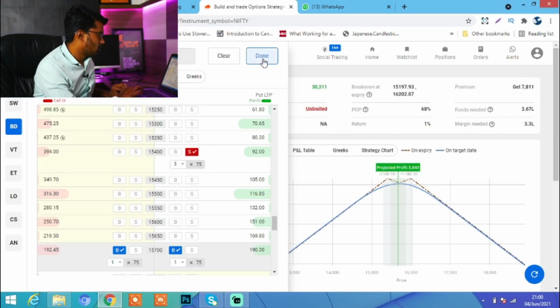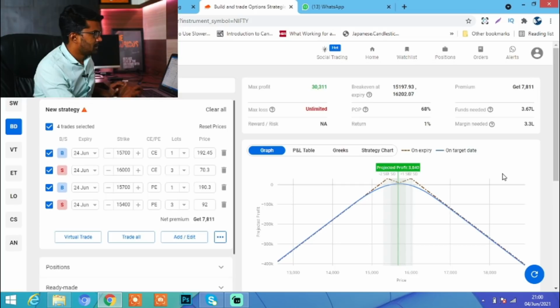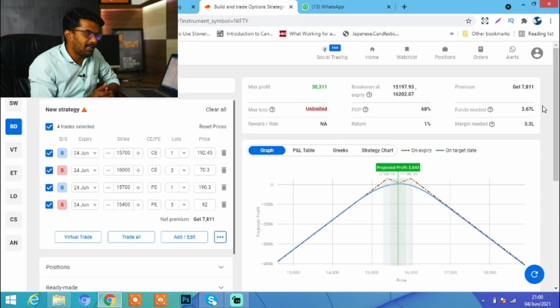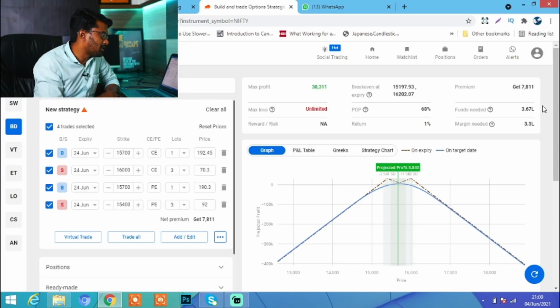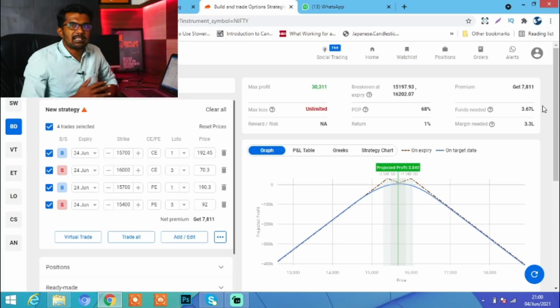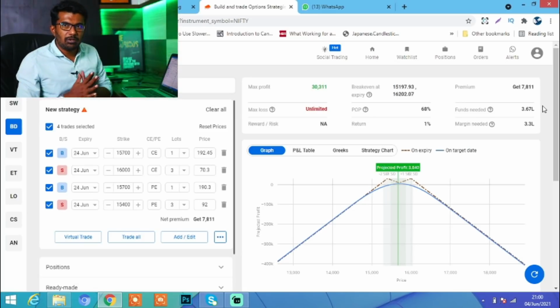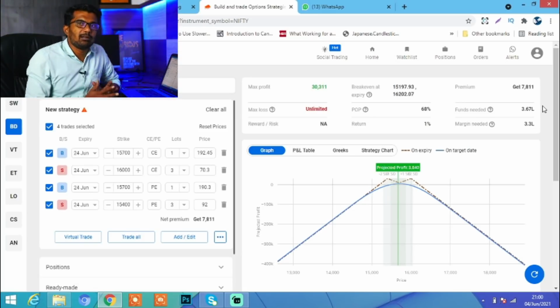Once this is done, you are going to take a credit of around 7,800, plus your break even point is between 15,200 to around 16,200. So in case the market moves anyway, you are going to make profit. If the market moves up, the call is going to be in the money. You can square off the call and take the profit and turn that into a straddle.